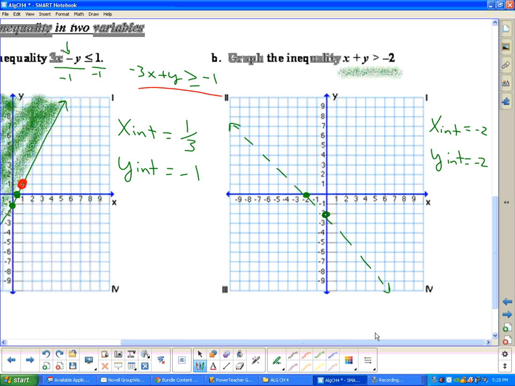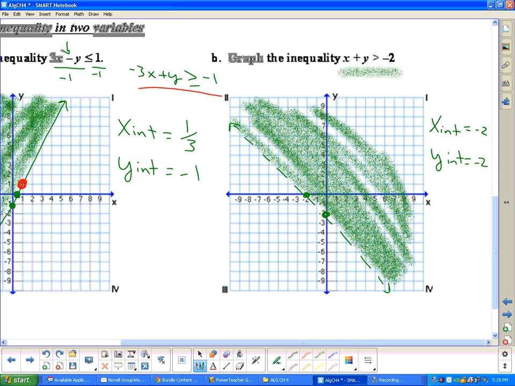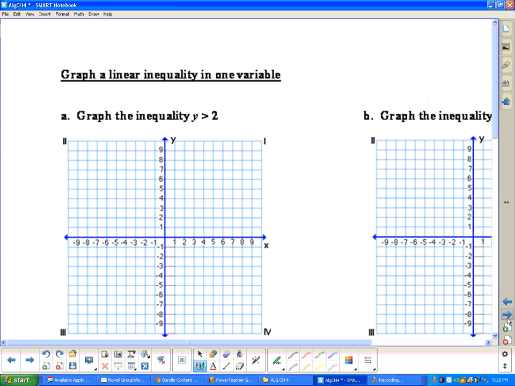Okay, so now we have two special cases on the back. We have graph the inequality y is greater than 2. So this one is a special one where if it's a y, you turn a y upside down, it becomes an h for horizontal. That's how you can remember it.